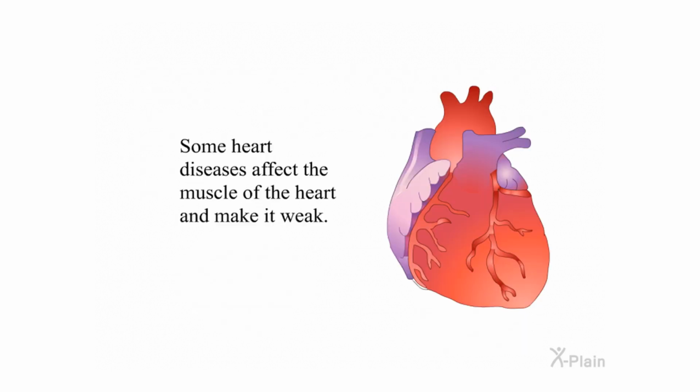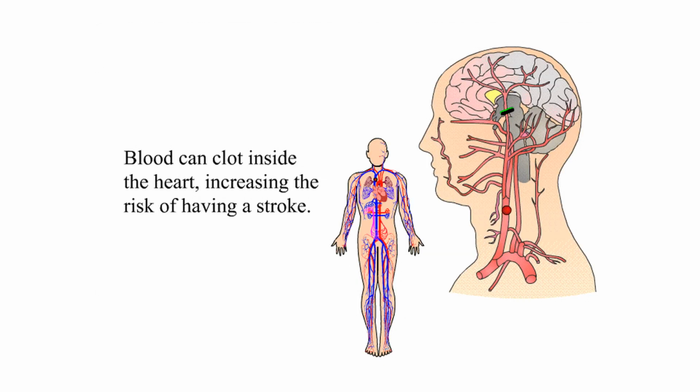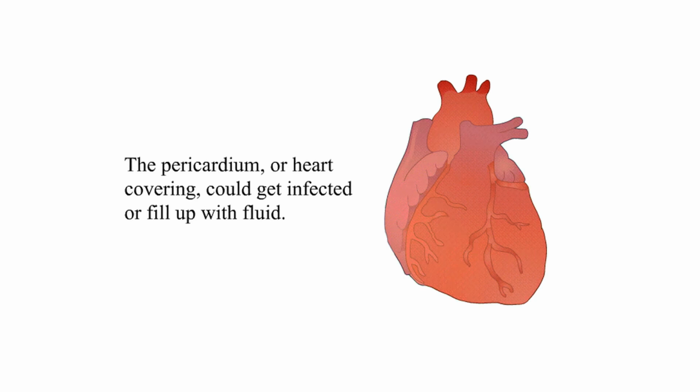Some heart diseases affect the muscle of the heart and make it weak. Infections can involve the valves, as well as the heart itself. Blood can clot inside the heart, increasing the risk of having a stroke. The pericardium, or heart covering, could get infected or fill up with fluid.